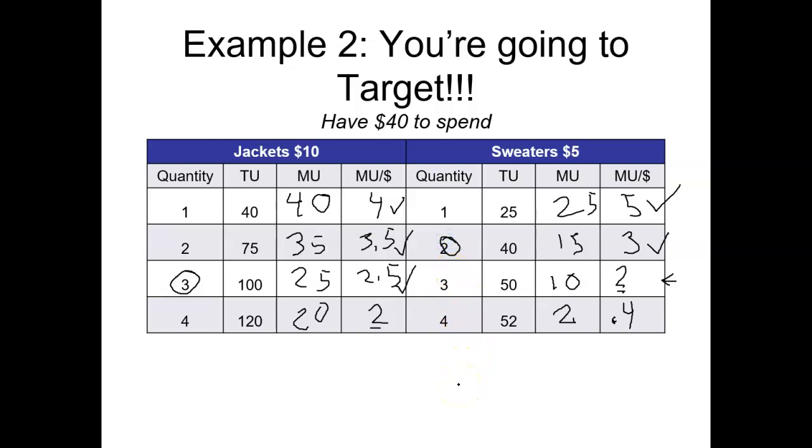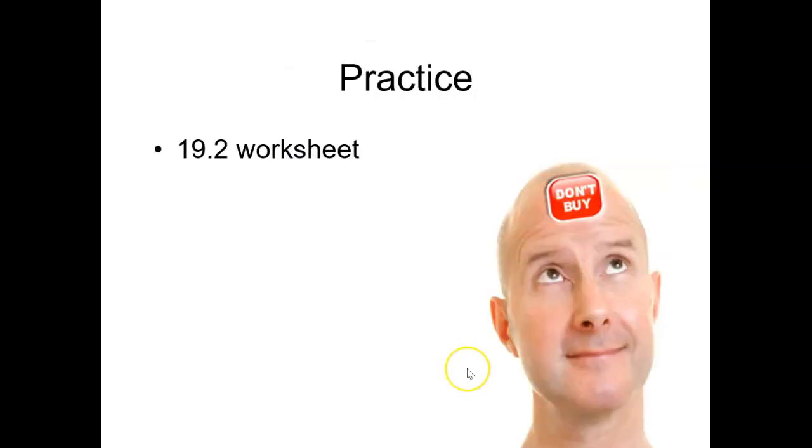There you have it. That's the utility maximizing rule. So I'm going to give you some practice on the 19.2 worksheet, which is linked in the one-stop shop. Hopefully this all makes sense.